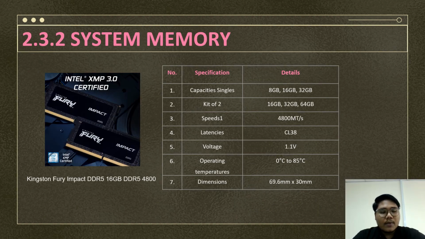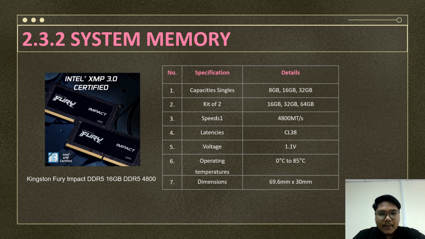For system memory, we suggest Nawal use a Kingston Fury Impact DDR5 16 gig. Why? Because the Kingston Fury Impact DDR5 system memory is a high performance, affordable upgrade that is compatible with both Intel XMP and AMD Ryzen processors.